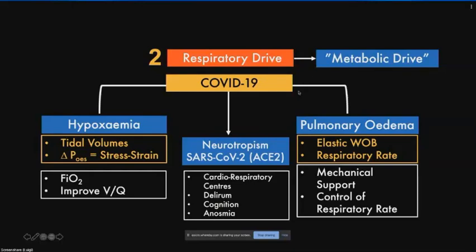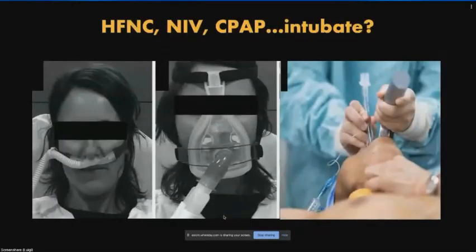But I think the neurotropism is important and has to do with delirium, cognition, the frequently reported anosmia that some of these patients present with, and clearly the cardiorespiratory compromise, which some patients have to the extreme of having an unexplained cardiac arrest. So the question is what to do next. And clearly there are a series of options.